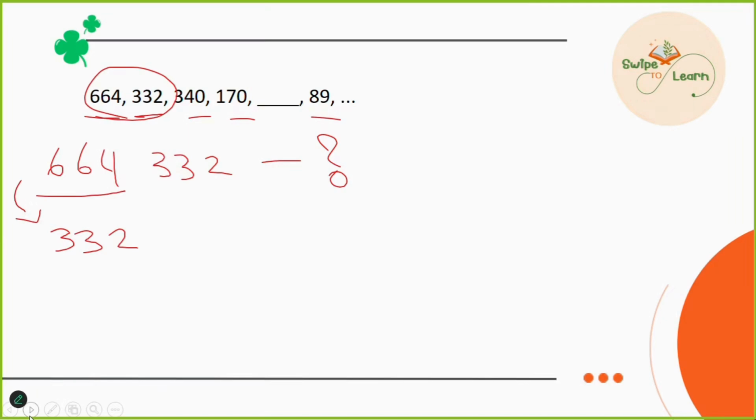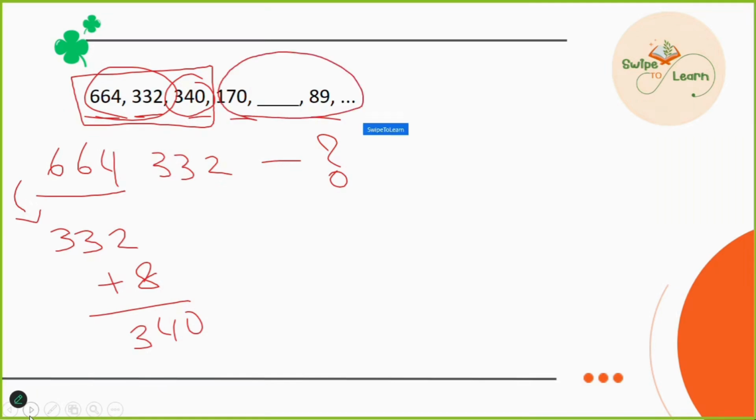And what is the next term? 340. 340 is the addition of 8. 332 plus 8 is 340. Okay, so the first three terms have a specific pattern. Now we have to check whether this is also following the same pattern or not.